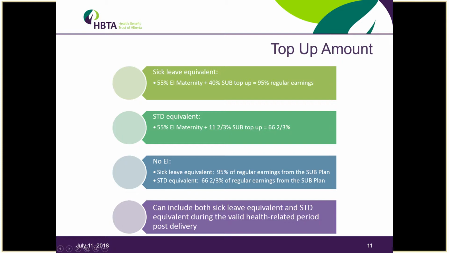So during the valid health-related period, there can be both a period of sick leave equivalent and STD equivalent. For example, let's say that somebody's valid health-related period is 6 weeks, and she had 2 weeks of sick leave in her bank. For the first 2 weeks of her valid health-related period post-delivery, the top-up is going to be 95%, which would be the sick leave equivalent. Then for the last 4 weeks, the top-up is going to equal what she would have received on STD. So her total income will be 66 2/3%.